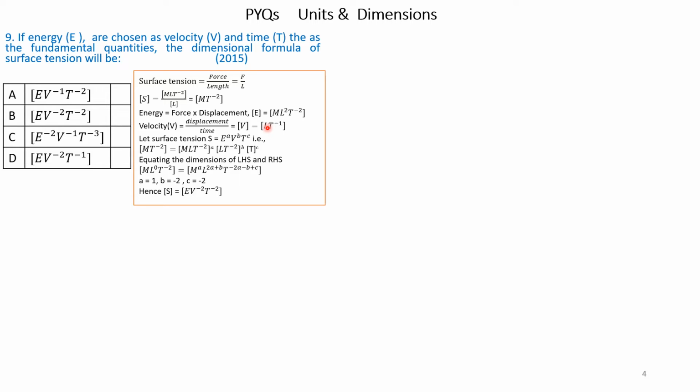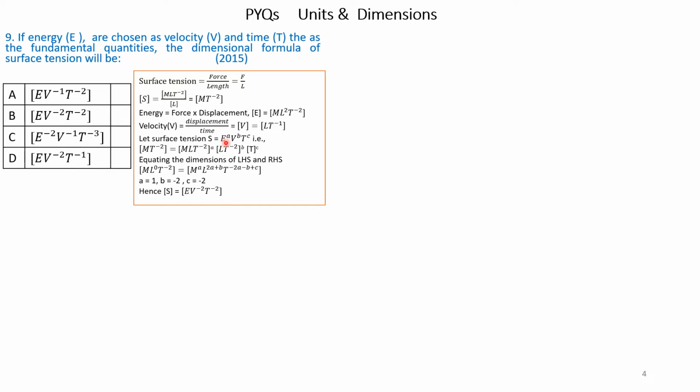And velocity is displacement over time. V is equal to LT to the power of minus 1. Therefore, surface tension will be S is equal to, let surface tension be, because we have chosen energy, velocity and time as the units, fundamental quantities.